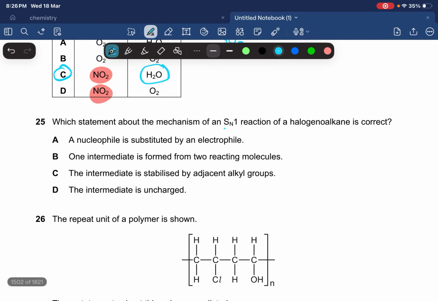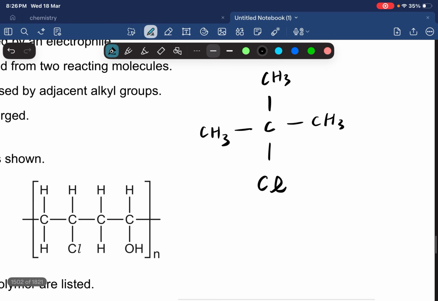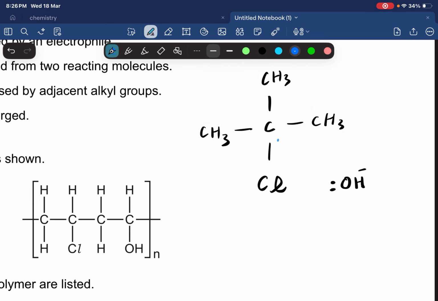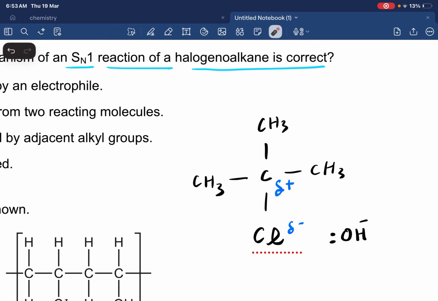Which statement about the mechanism of an SN1 reaction of a halogenoalkane is correct? So let's see what happens in the SN1 mechanism. We have a tertiary halogenoalkane. Since it's a tertiary halogenoalkane, our nucleophile, which may be OH negative, is unable to attack this carbon because it has bulky groups attached to it. So first we're going to draw partial charges. Carbon will be partial positive, chlorine will be partial negative because the lone pair is more attracted towards the chlorine, as chlorine is more electronegative.